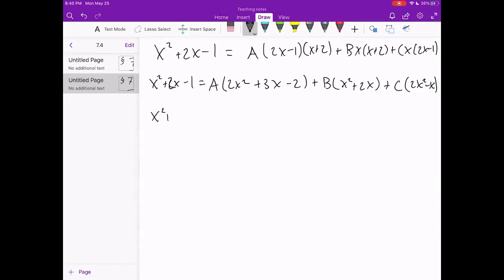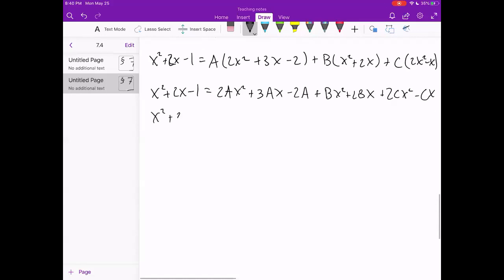So I have x squared plus 2x minus 1 equals 2A x squared plus 3A x minus 2A, plus B x squared plus 2B x, plus 2C x squared minus C times x.